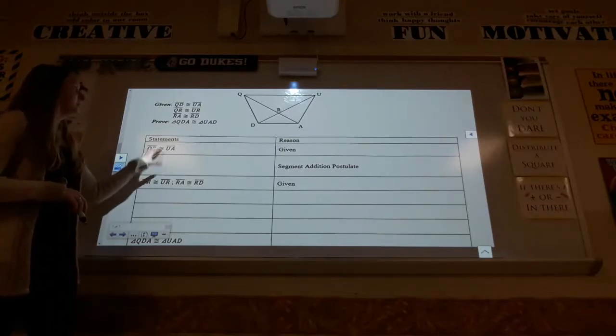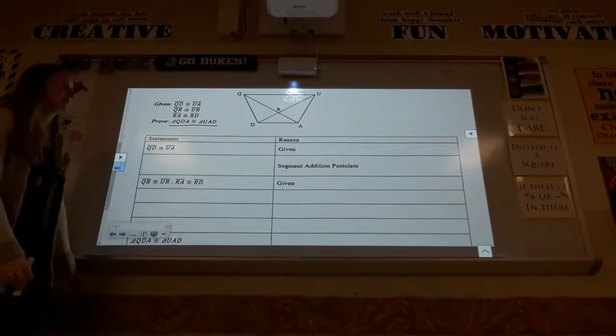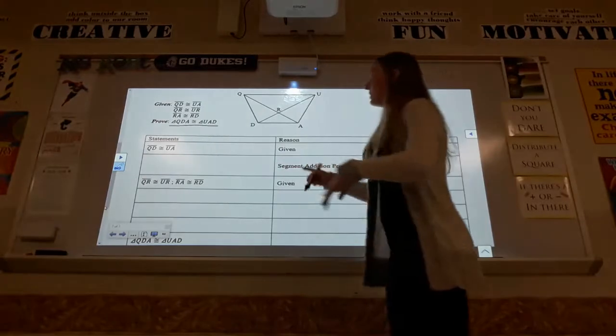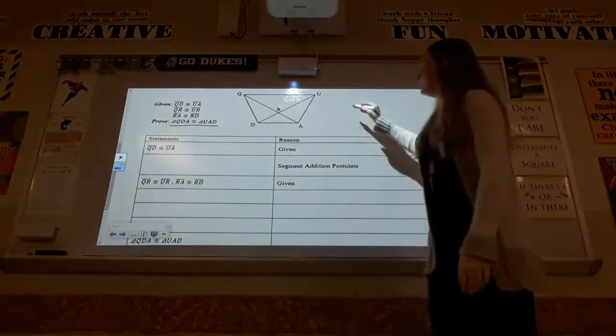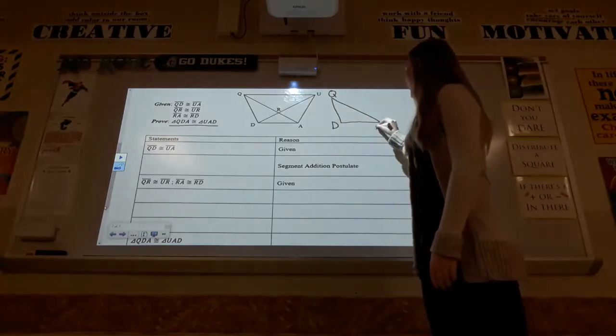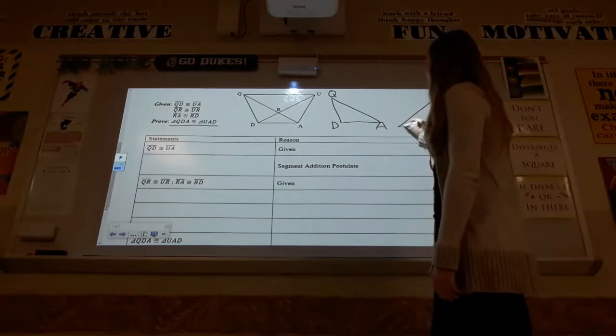Alright, so for this one, they've told me what triangles to look at. So I don't have to do any of that, figuring out what kind of triangles they are. So the first thing I'm going to do is redraw them. So I want QDA, which is right here. QDA. And UAD, which is right here.